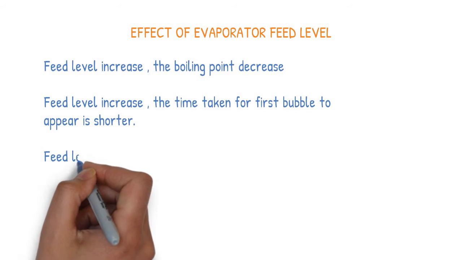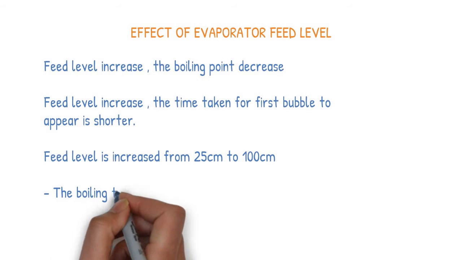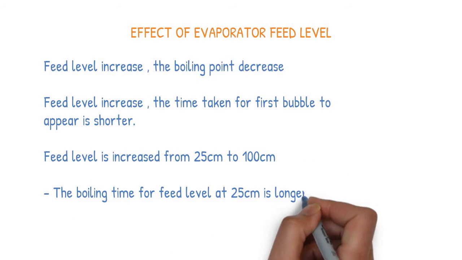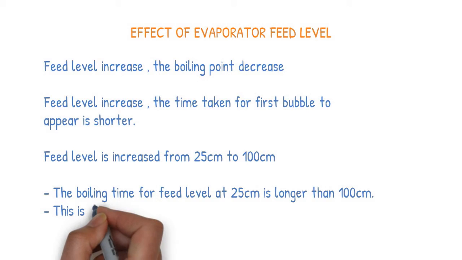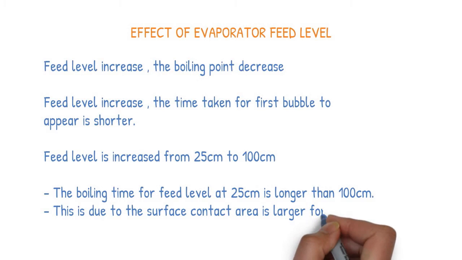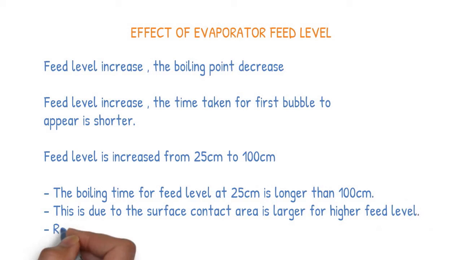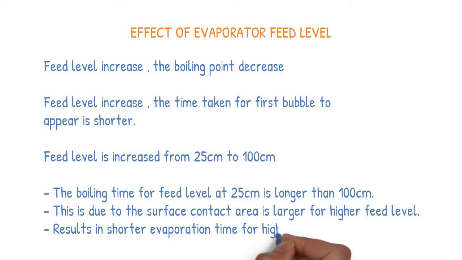By taking the feed level of 25 cm and 100 cm as reference, the boiling time is longer for the feed level of 25 cm, which is 194 seconds, as compared to 191 seconds in 100 cm of feed level. This might be due to the reason that when the level of potassium manganate solution increases, the surface contact area of the steam and the solution is larger. Then, a shorter time will be taken for the evaporation process to take place.